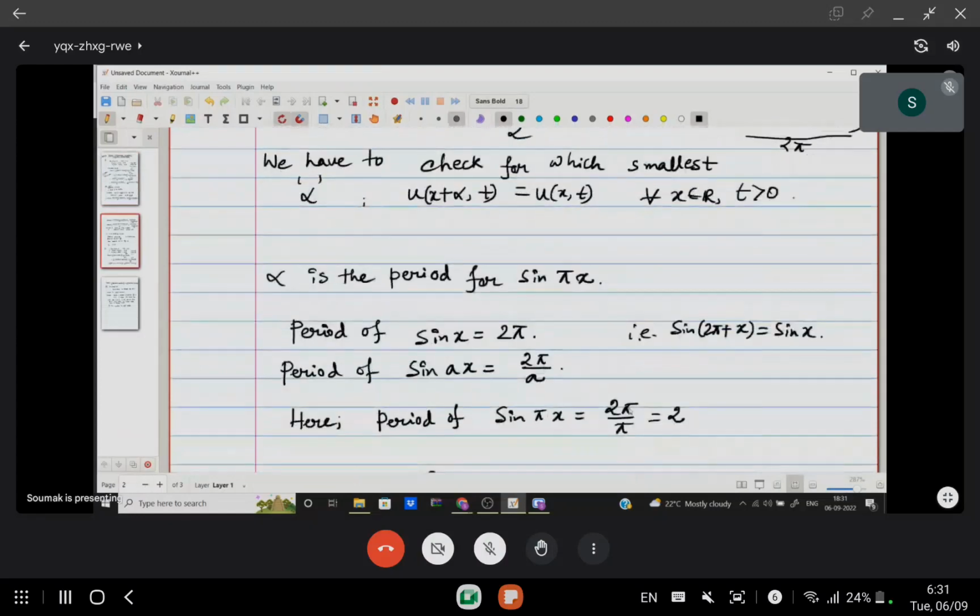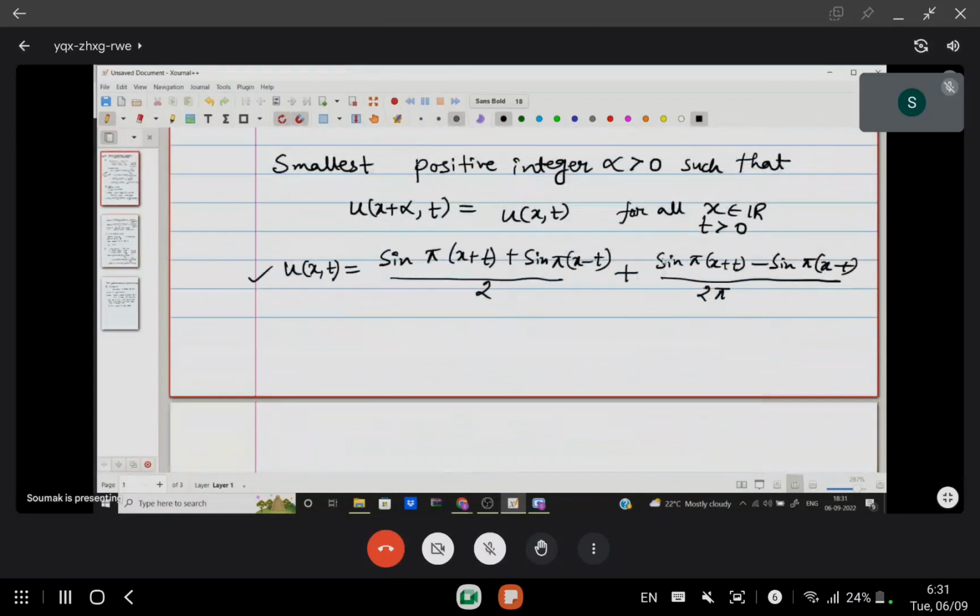So here the period is 2 for sin pi x. Suppose here I got cos pi(x+t), then I will get the period again as 2 pi by pi, that is 2. So here 2 and 2 are the same number and they have a common period, so the answer is 2. But suppose in this problem sin pi x is replaced by sin x only, then it is also not periodic.